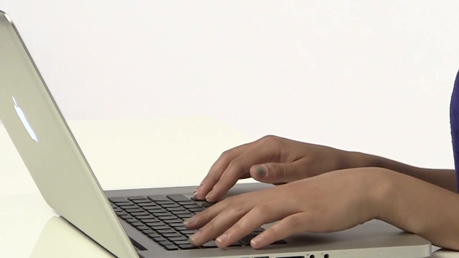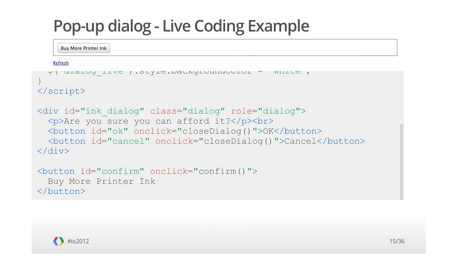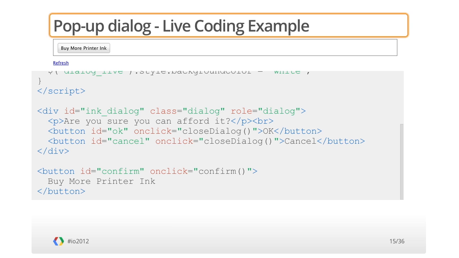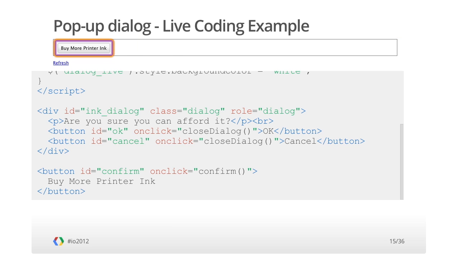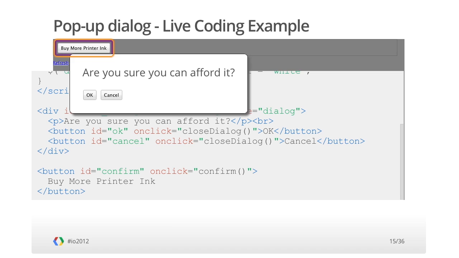Turning ChromeVox on. Heading group, pop-up dialog, live coding example, heading 2. So we're on the heading. Let's tab to the button. Heading group, article, buy more printer ink button. I'm going to press enter, and hopefully the dialog will open.